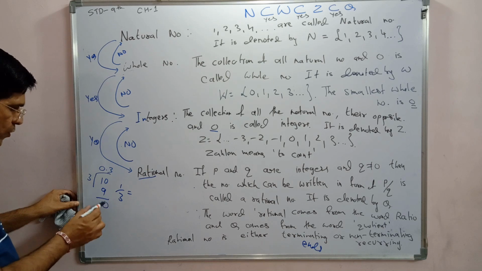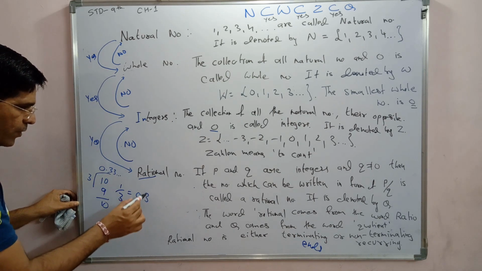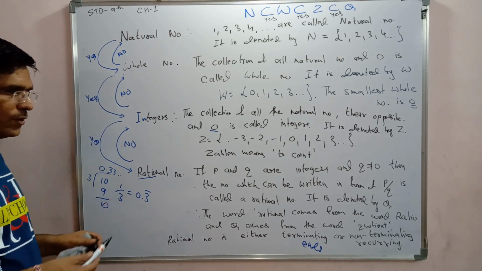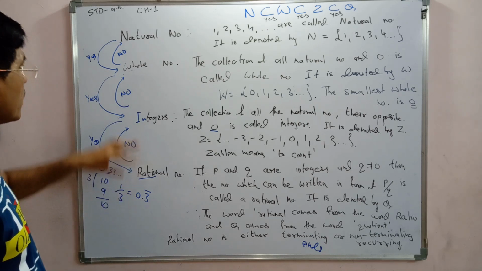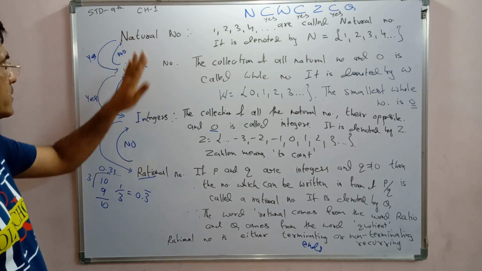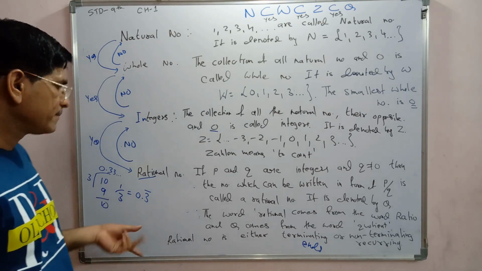So, it should be continuous. 3, 3, 3, 3, continuous. So, we can say 0.3 bar. So, it is called terminating. So, again, everything created up to the natural number, whole number, integer, and rational number we can compute it.